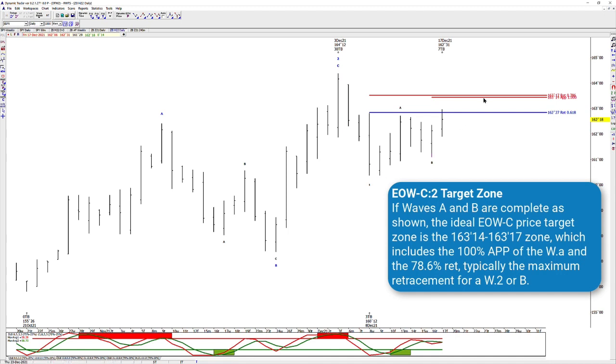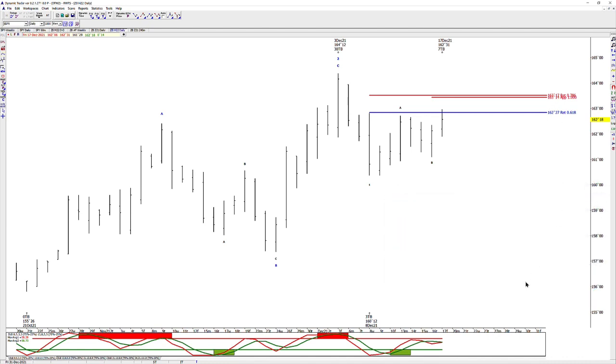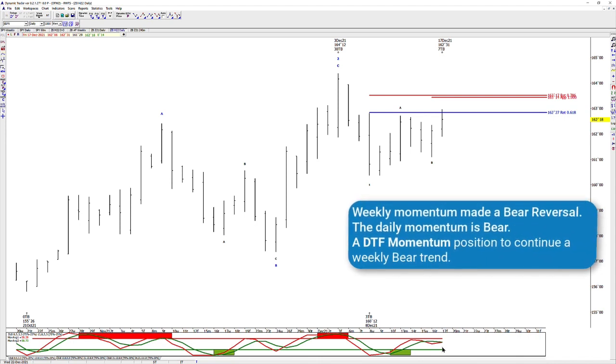And of course, a correction, wave 2 or B correction, typically the maximum is around 78.6%. So right around there, and the 100% alternate price projection, a wonderful zone where should be the maximum to complete a wave C. And if we go down to the daily momentums, they're bearish. As of the last day in this chart, which is a Friday, the weekly momentum reversed to bear.